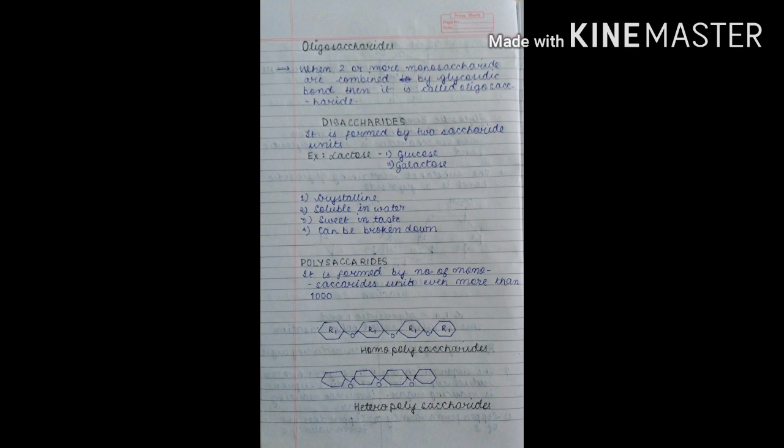Now we have another form of carbohydrate, that is oligosaccharide. When two or more monosaccharides are combined by a glycosidic bond, then it is an oligosaccharide. Oligosaccharides are further divided into disaccharides. Now what are disaccharides? They are formed by two saccharide units. Example, lactose. And lactose contains glucose and galactose.